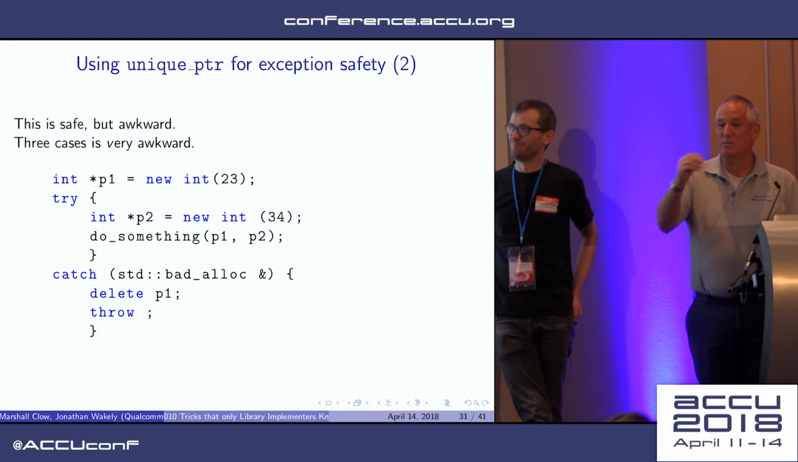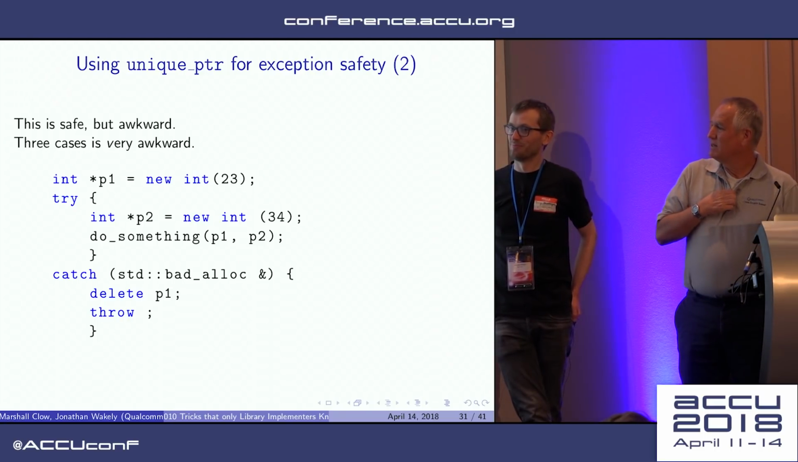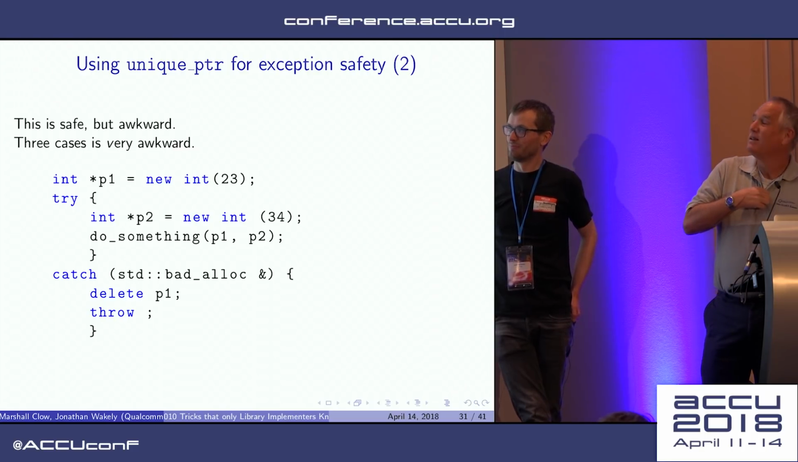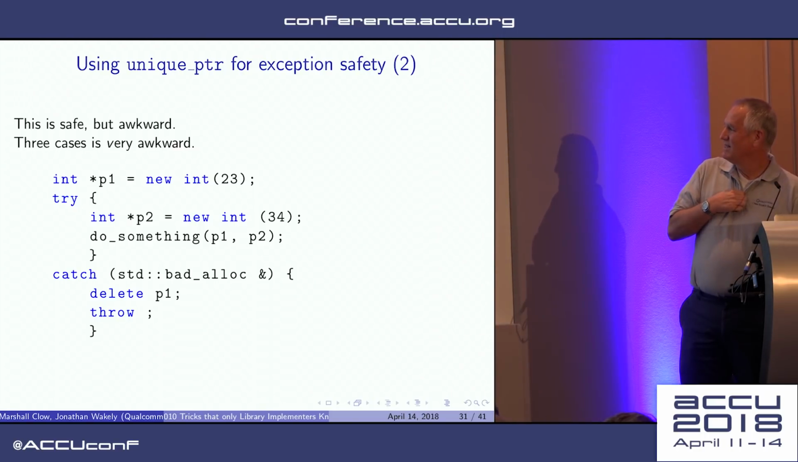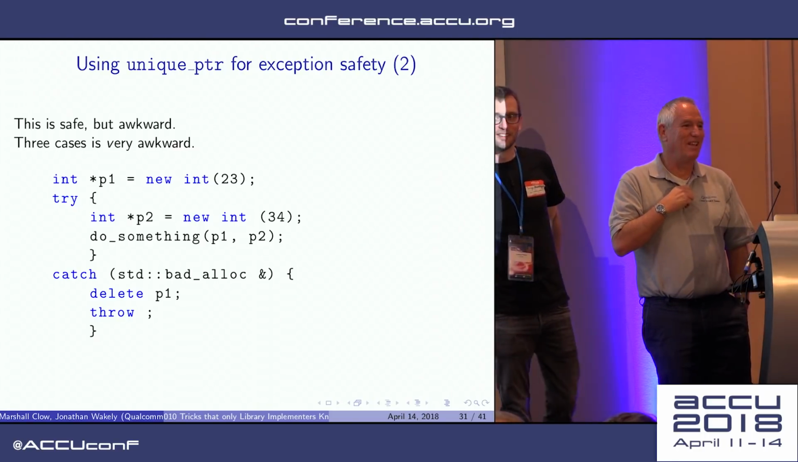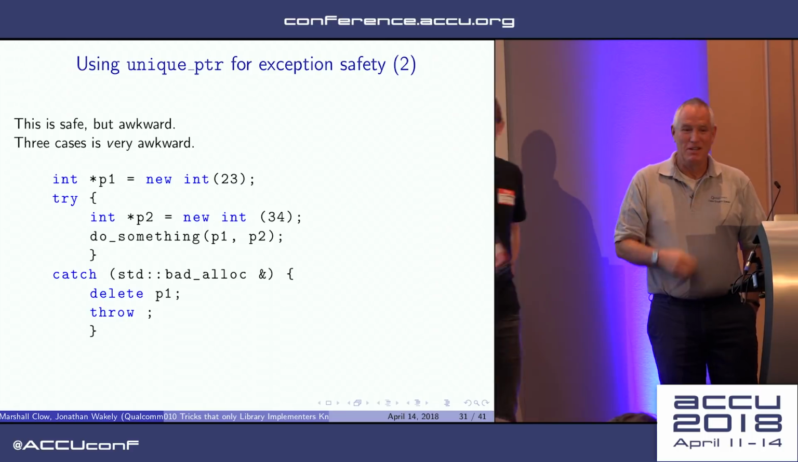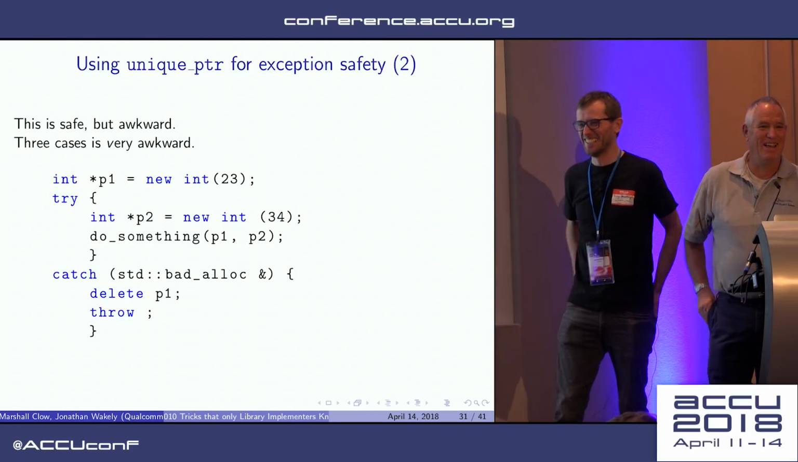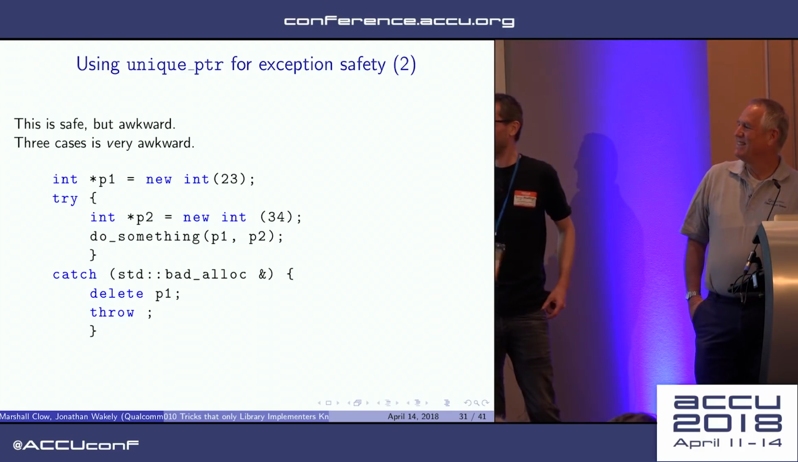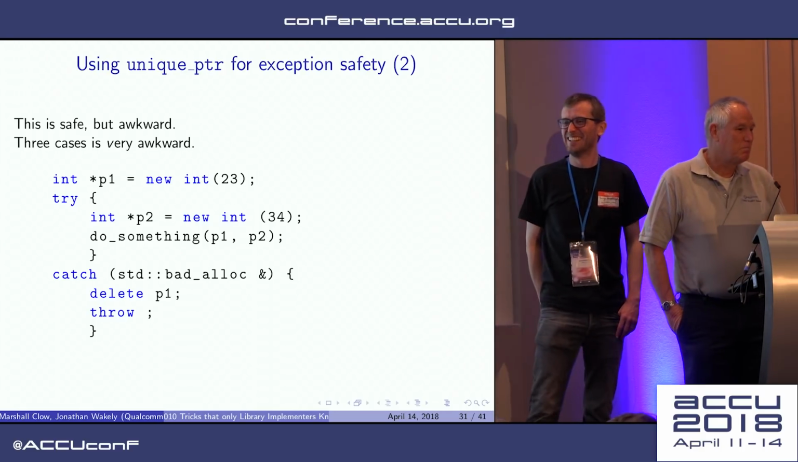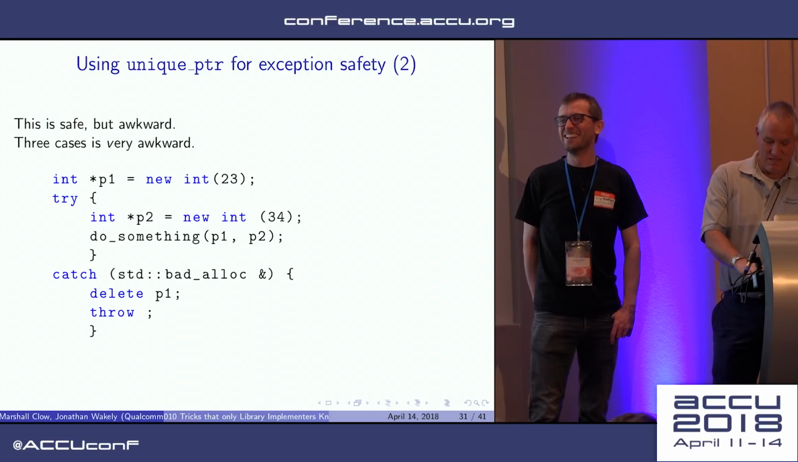Really, really ugly. Yes, Peter? Do something might throw bad alloc, and then you forget to delete P2. There's also that. Do something's contract says that the things you pass it are cleaned up. That's what it says in the name. It doesn't say do something and leak. Come on! Anyway, that's why I needed help for unique resource implementation.